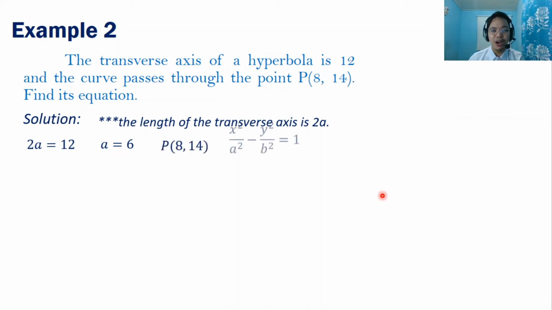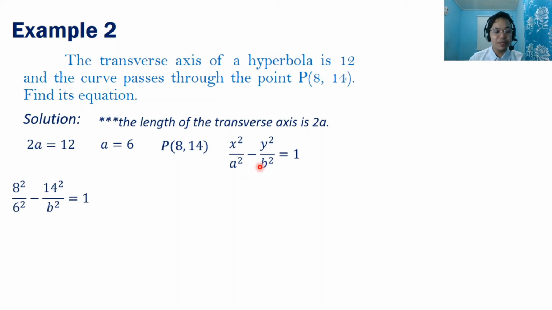Then, another given is the point 8, 14. So, our equation will be x squared over a squared minus y squared over b squared equals 1. So, since we have the value of a, we have the value of x and y, we will be able to find the value of our b to find our equation. So, let's substitute. So, by substitution, we have 8 squared over 6 squared minus 14 squared over b squared equals 1.